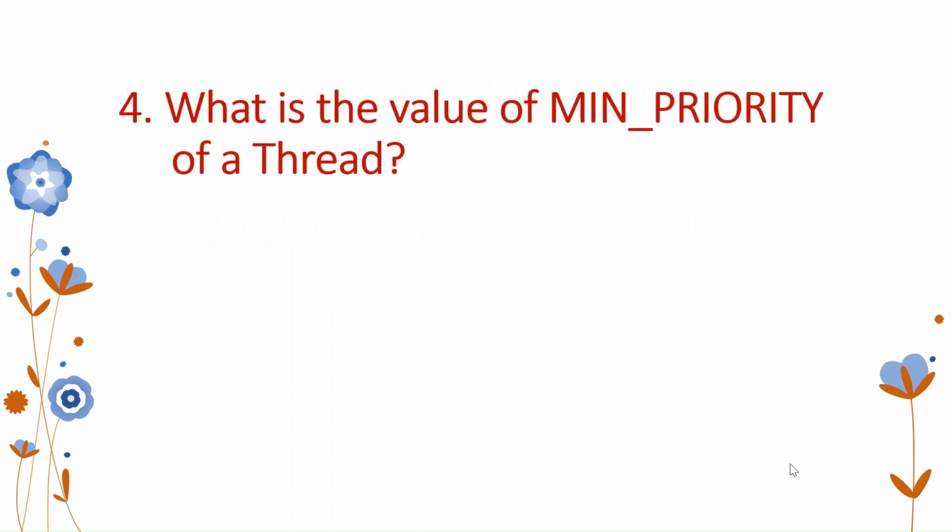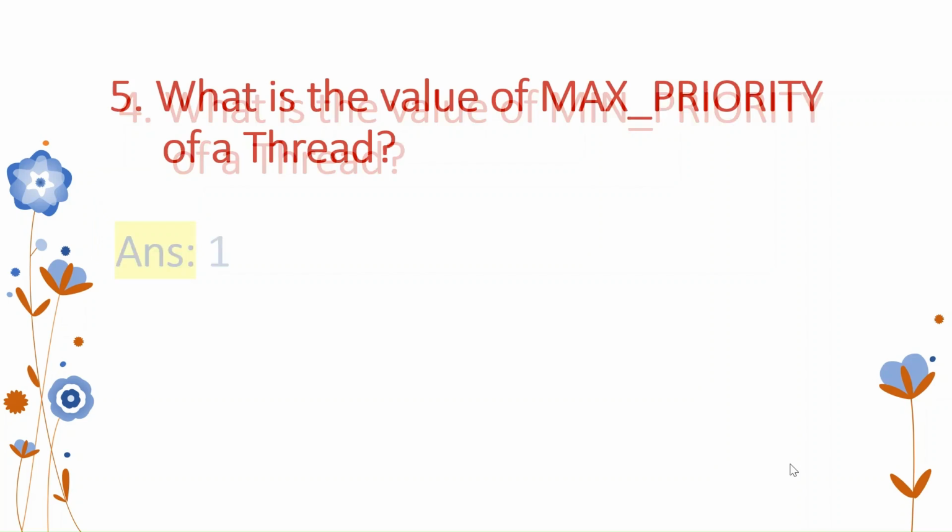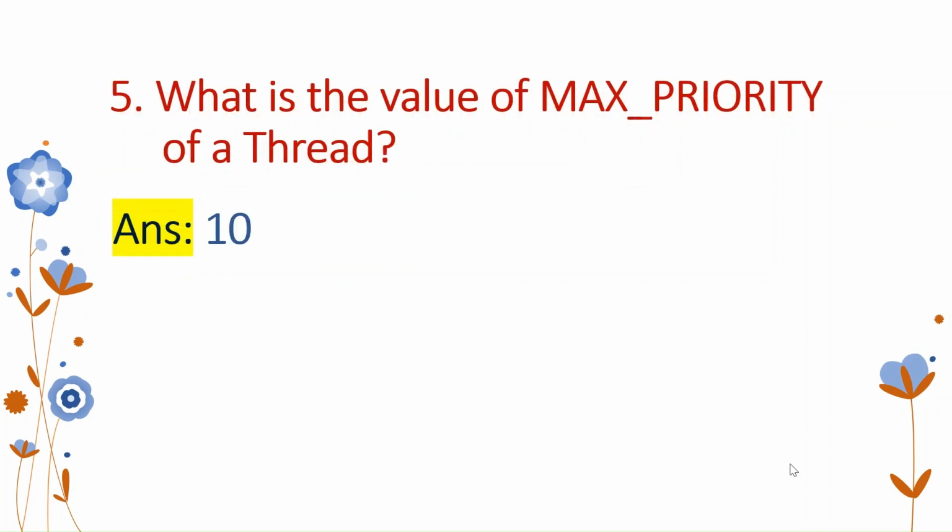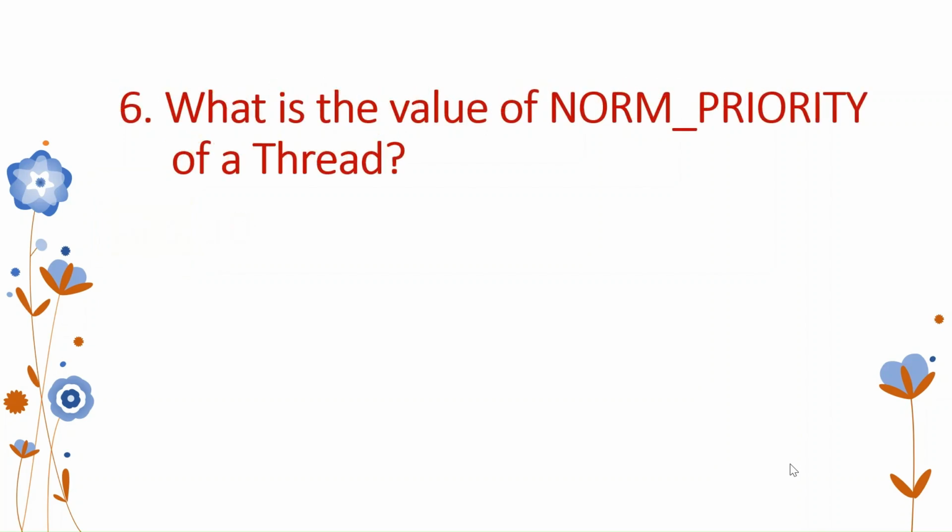What is the value of min priority of a thread? That is 1. Min priority is a constant. What is the value of max priority of a thread? That is 10. What is the value of norm priority? Norm is the normal priority of a thread, 5.